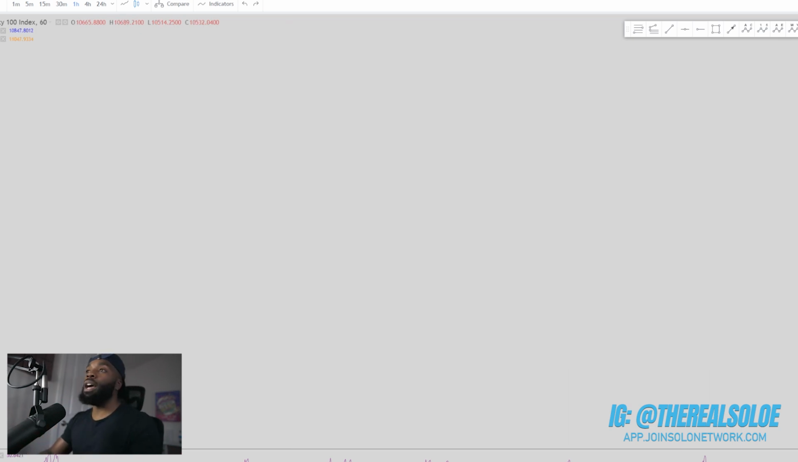One is having an RSI, and when you guys are looking to get an RSI, you want to come up top here where you see indicators. And then when you come up top, you want to get the RSI. Now the RSI input that I'm using is length at 16. You guys want to make sure you have that.